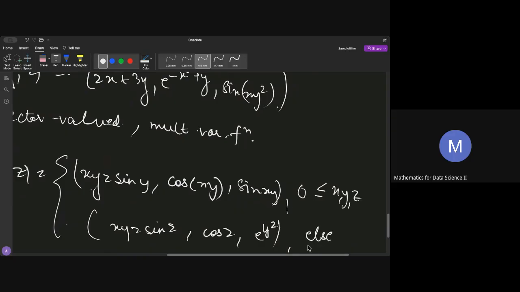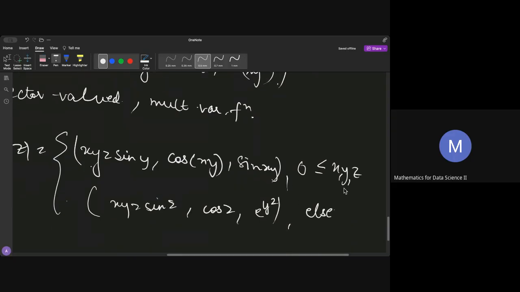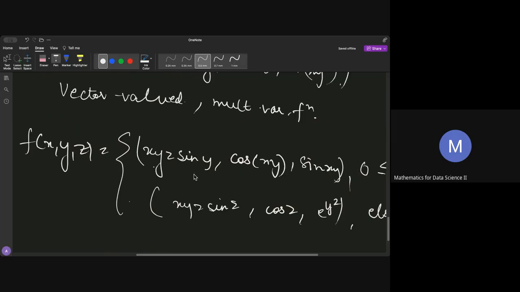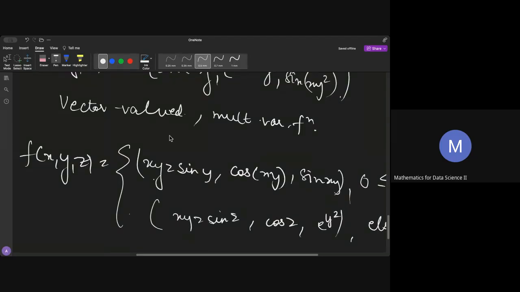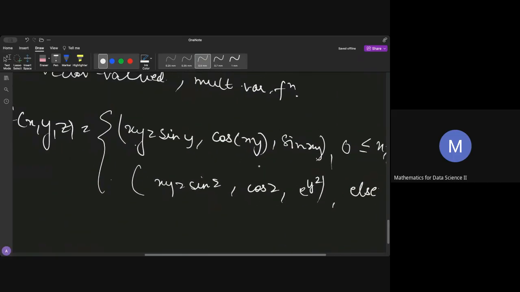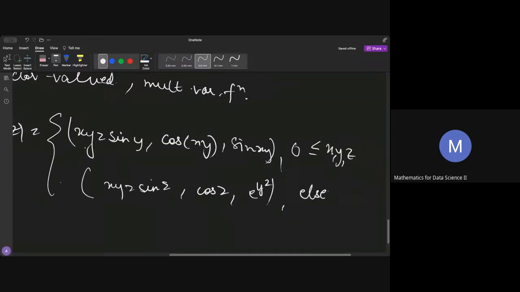So what kind of function is this? This means if all three variables x, y, z are greater than 0, then your function is this. Firstly, it's a multivariable function, and it's vector valued. This is a vector, this is also a vector. The second thing is that it's a branch function, which means it is divided into two parts. One is when x, y, z are all greater than 0, and your function takes this value.